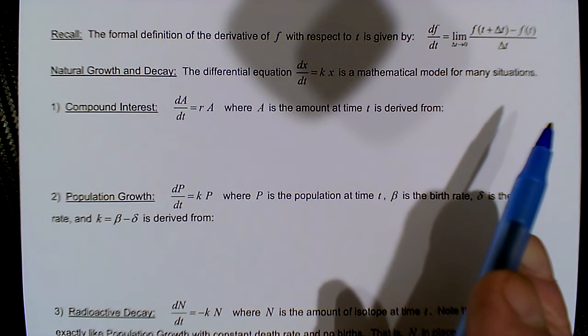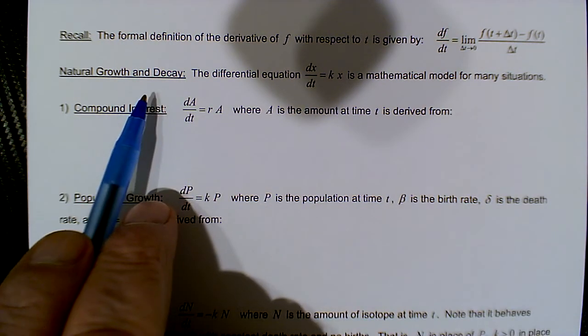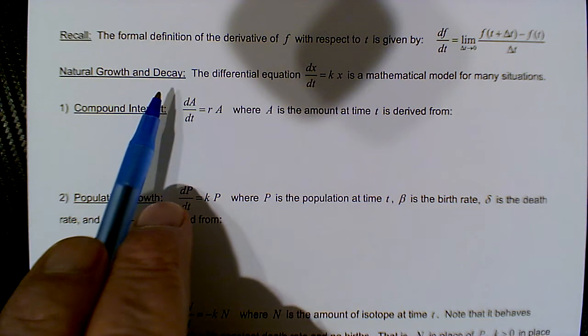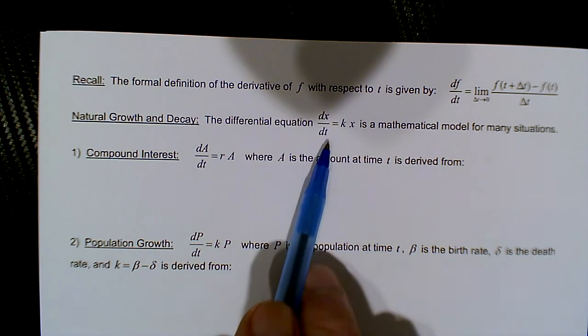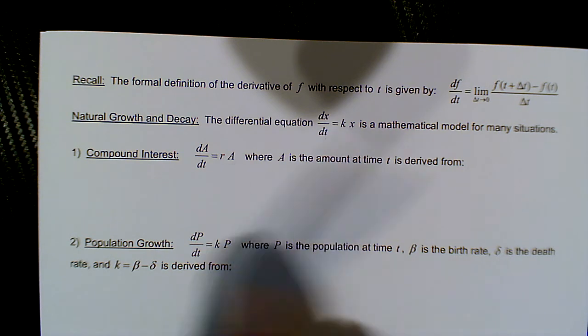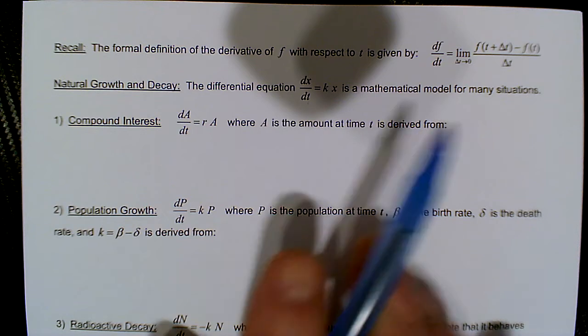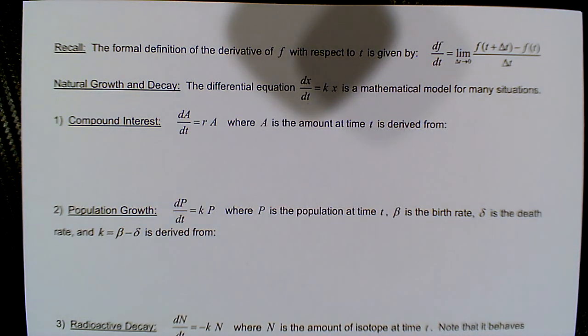So we will look at examples involving natural growth and decay. And it turns out that the general differential equation dx dt equals kx is often a mathematical model for these situations. Our first example is compound interest. So the formula here is stated, but I want to show how it's derived.